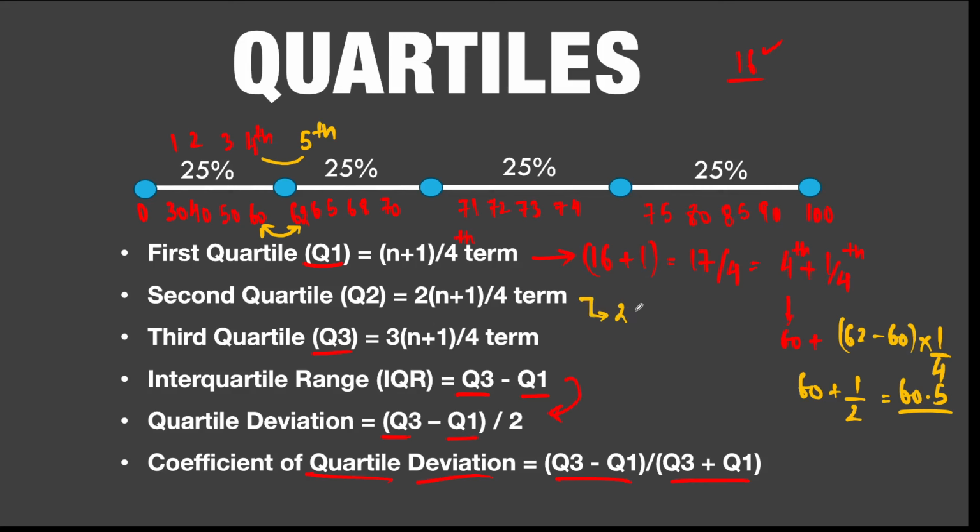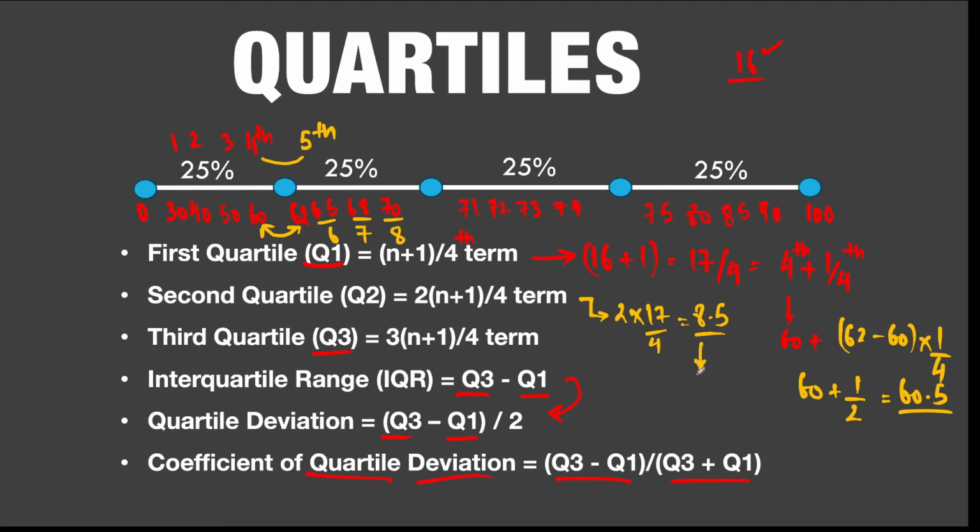In a very similar fashion for Q2, the 2(n plus 1) by 4th term. When I say 2 into 17 by 4, I get the value as the 8.5th term. So what is the 8th term? 65 is the 6th term, 68 is the 7th term, 70 is the 8th term. So the 8.5th term.